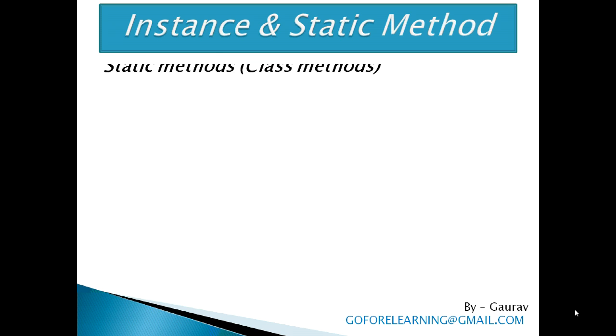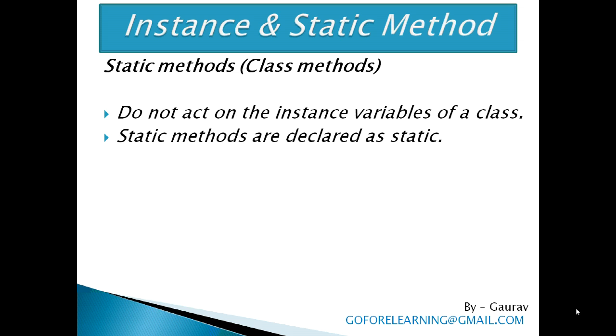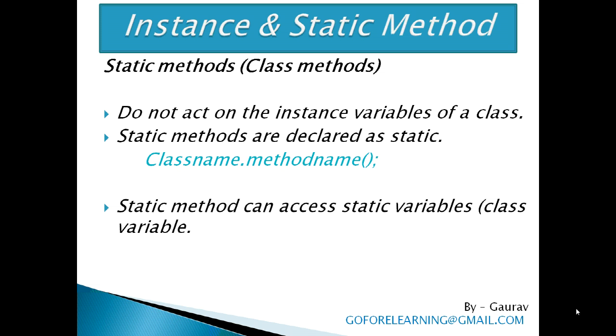Another is static methods. Static methods are the methods which do not act upon the instance variables of a class, because JVM first executes the static methods and then only it creates the object. Since the objects are not available at the time of calling the static methods, the instance variables are also not available. Static methods are declared as static. Static methods are called using class name dot method name. Static methods can access static variables.